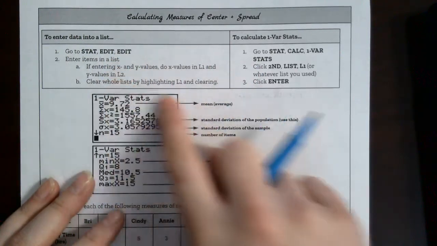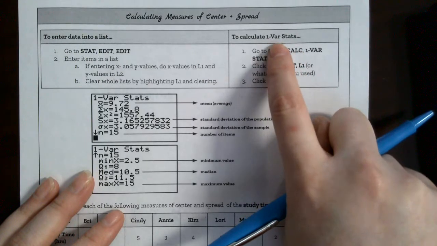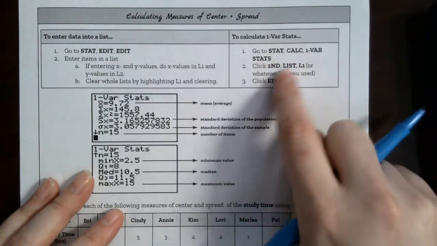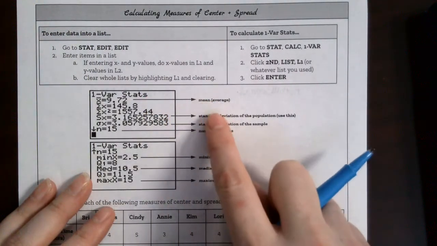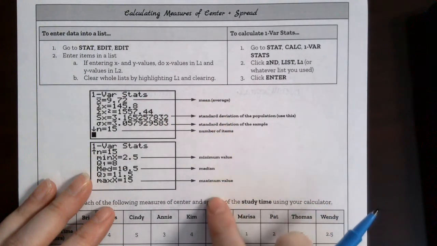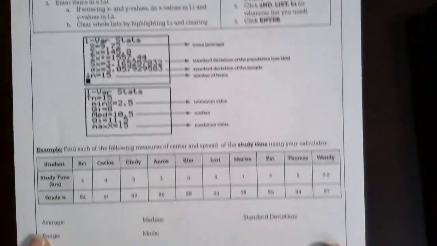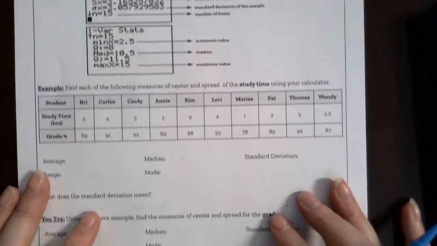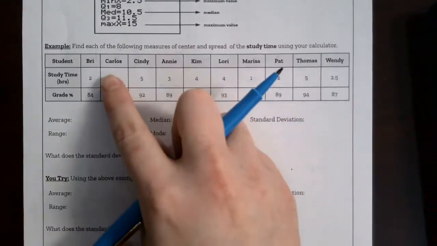You enter all your items and then you calculate one var stats, which is one variable statistics, using these buttons. And then this is what your screen will give you, and it tells you what all these pieces mean. There's some extra pieces we don't care about, which is fine. So let's look at what this is actually going to look like. I'm going to do this example, and then you'll do the U-try.